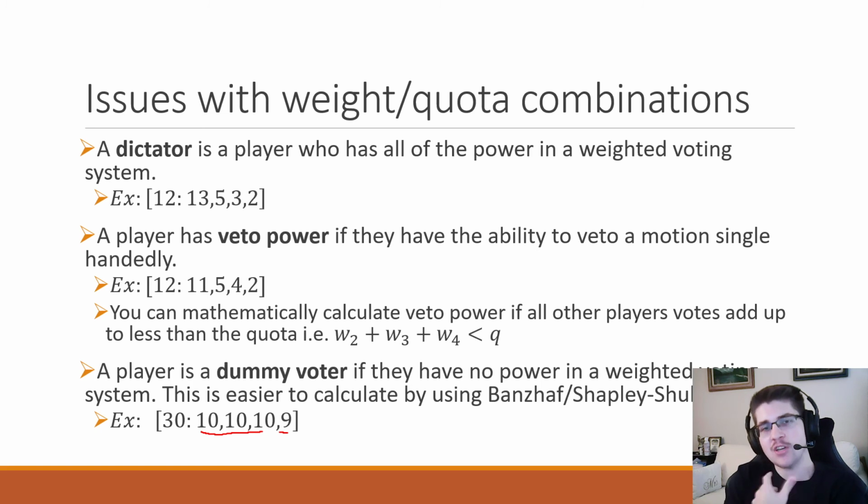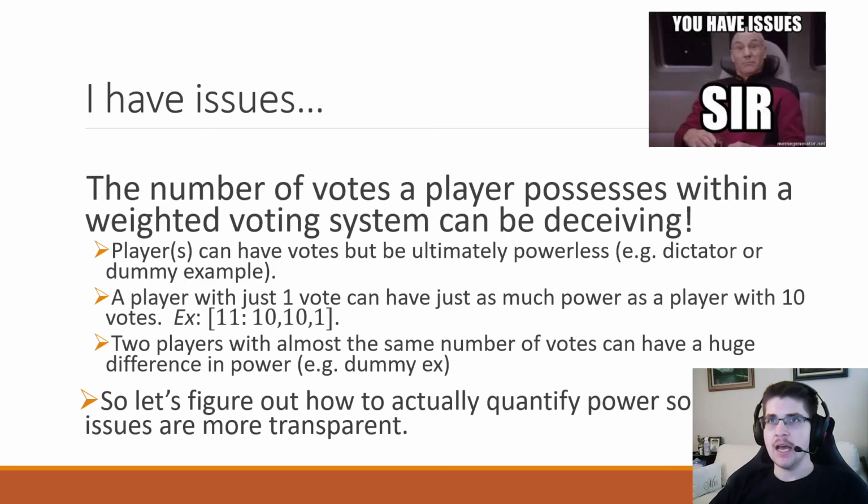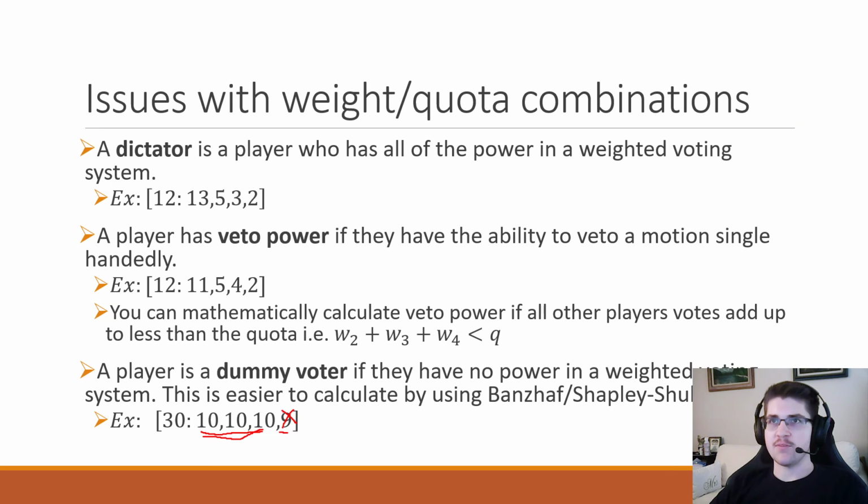They're very, very close in actuality. But if we were to analyze how much power they have, each of the 10s would have equal power because they all have the same weight, but the player with 9 has no power. It's a pretty big difference between having influence and not having influence, between having power and being a dummy voter. And that's why sometimes numbers can be deceiving. Players can have votes and have no power, or players with different numbers of votes can actually have the same power.